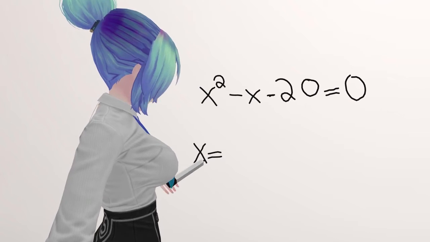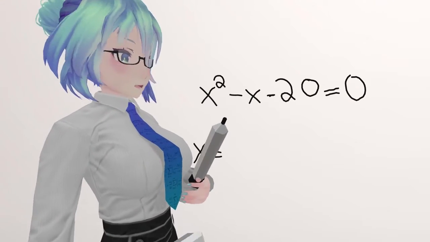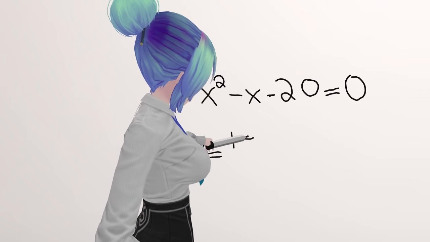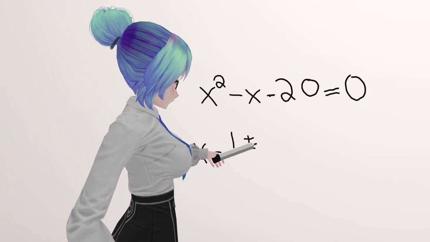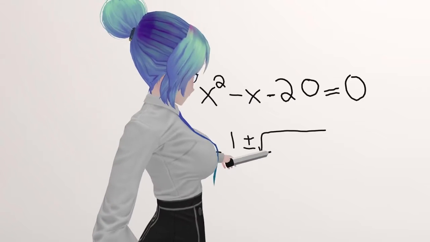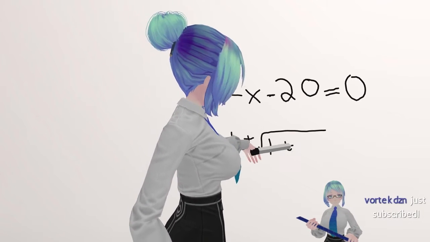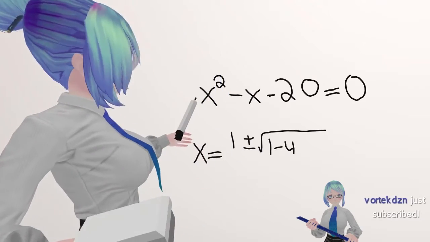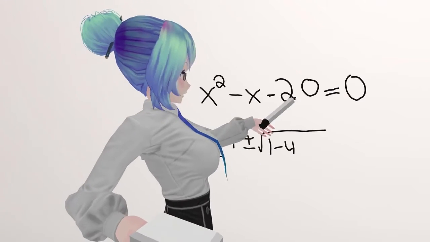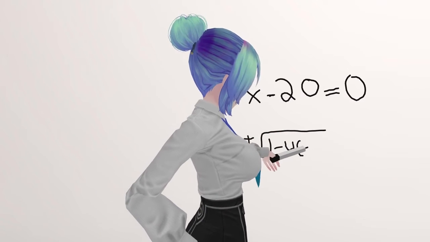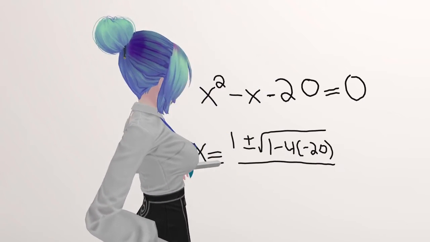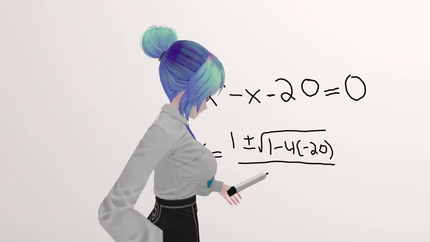X equals negative b. So whatever the opposite of b is. B here is negative 1. What's the opposite of negative 1? 1. Plus or minus the square root of b squared. What's negative 1 squared? 1. Minus 4 times a, invisible 1. Okay, we don't have to write it. It's just negative 4 times 1, it's negative 4. C, negative 20, times negative 20. Over 2 times a. A is 1, so we just get 2.